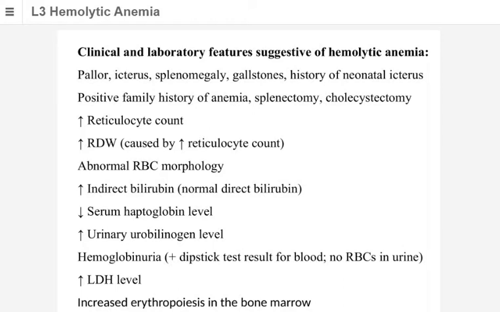From the laboratory investigation: increased retic count, RDW, abnormal RBC morphology on the blood film, increased indirect bilirubin while the direct is normal, which means hemolysis. Serum haptoglobin level is decreased, urinary urobilinogen level is increased, and there is hemoglobinuria with a positive dipstick test for blood in the urine, but no RBC in the urine.